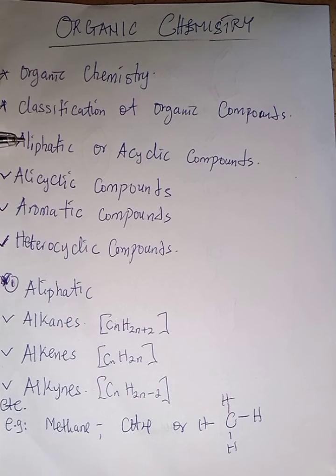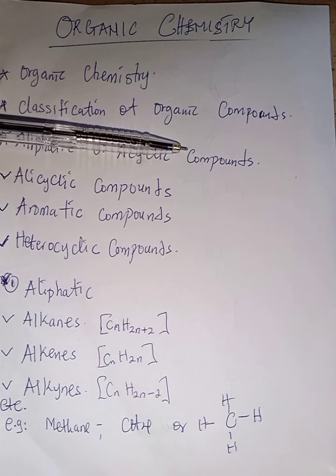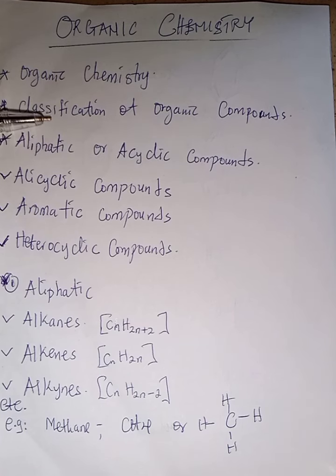Let me just explain. An aliphatic compound is a compound that is composed of a straight or branch chain of carbon skeleton. It's comprised of what? A straight or branch chain of carbon skeleton. That is the meaning of aliphatic compound. That's why we also call it acyclic compound. So it has a straight or branch chain of carbon atoms.